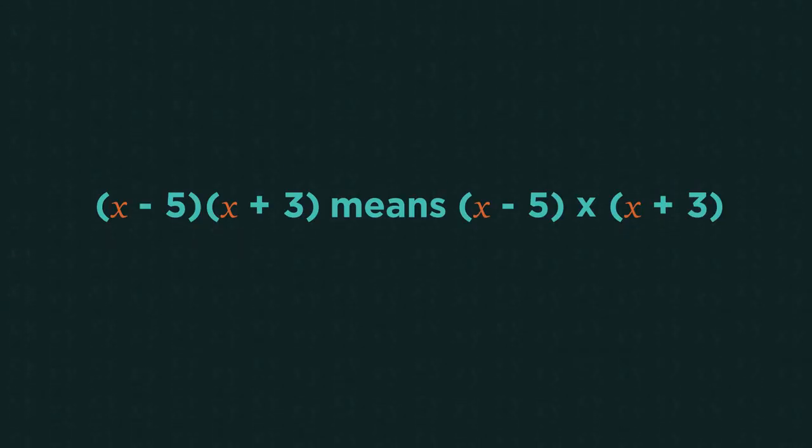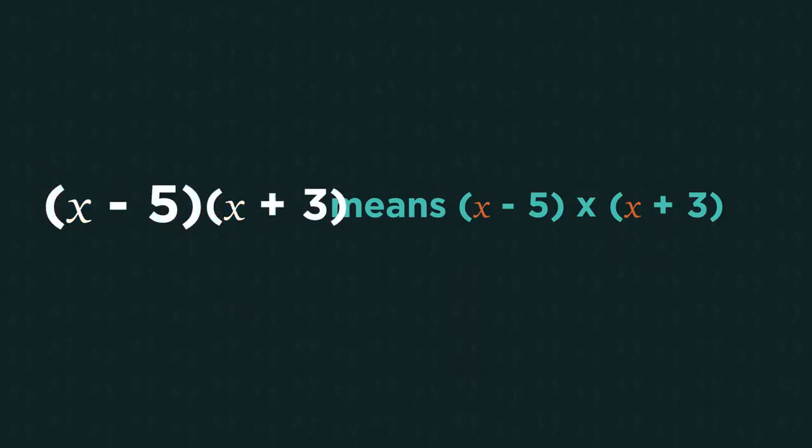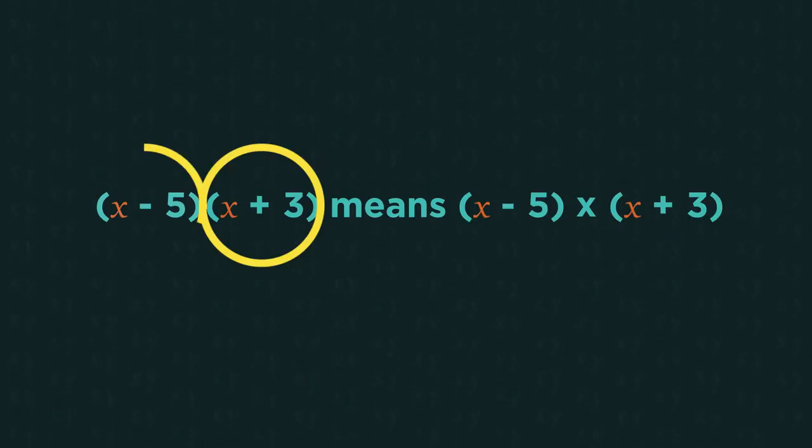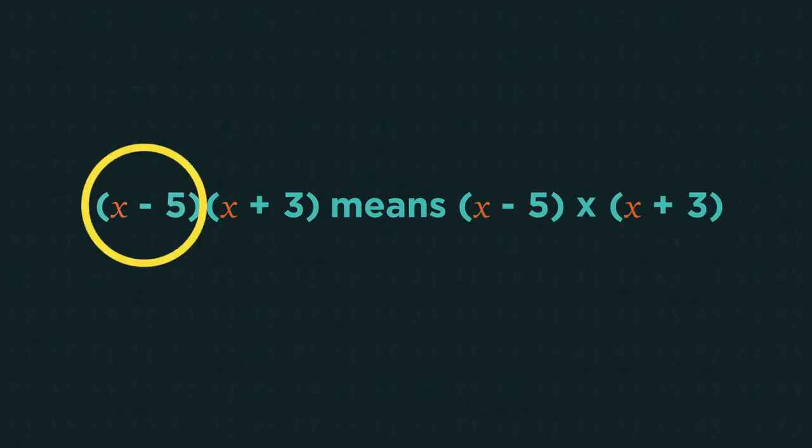Remember that in algebra, when two things are next to each other, it means they are multiplied. So we need to multiply everything in the second bracket by everything in the first bracket. I'm going to show you two methods, and then you choose whichever one you prefer.